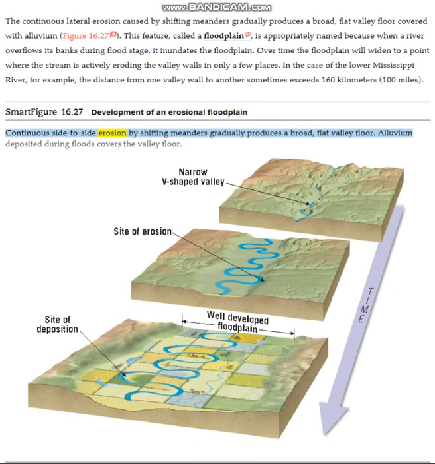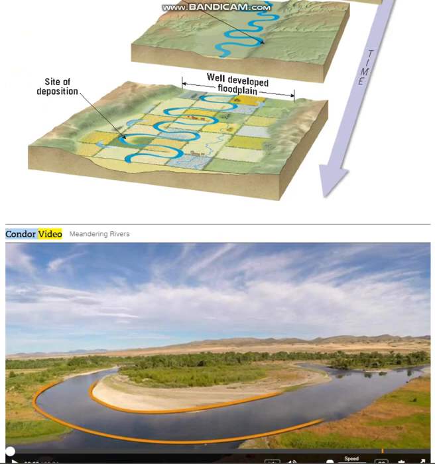Continuous side-to-side erosion by shifting meanders gradually produces a broad, flat valley floor. Alluvium deposited during floods covers the valley floor. Condor video: Meandering rivers.